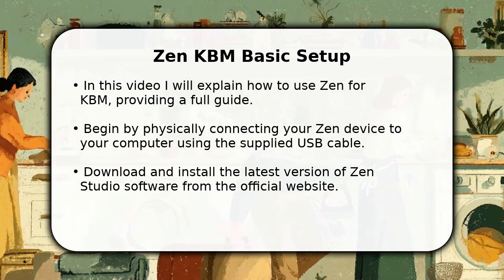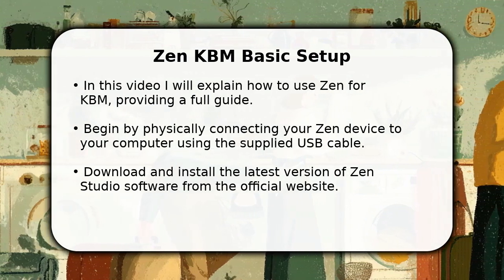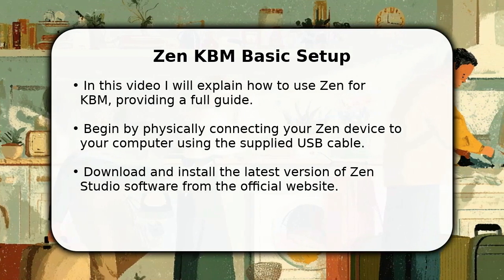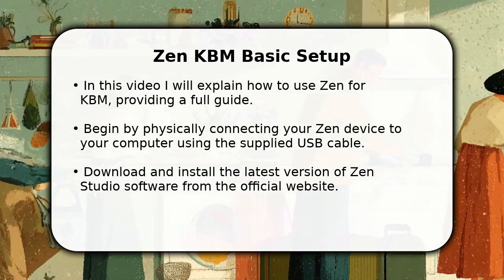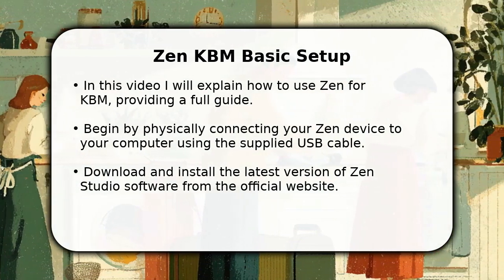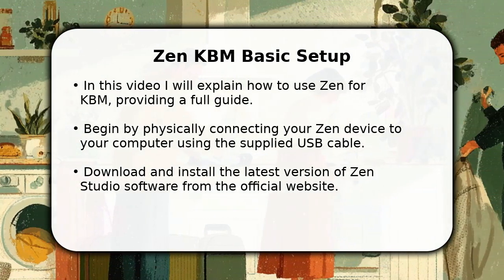First, physically connect your Zen device to your personal computer using the two supplied USB cables, one for power and one for data. Ensure your mouse and keyboard are also connected directly to the Zen's peripheral ports. Then, download and install the Zen Studio software from the official Cronus Zen website, preparing your system for configuration.